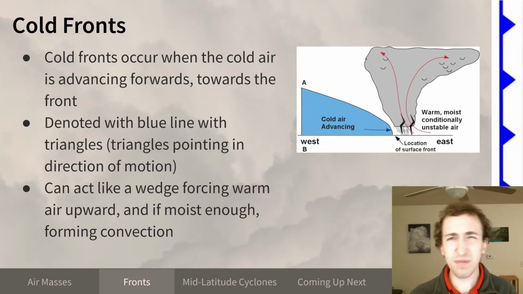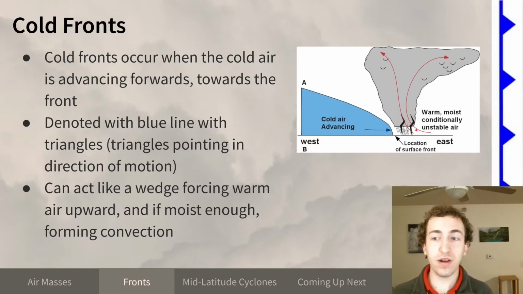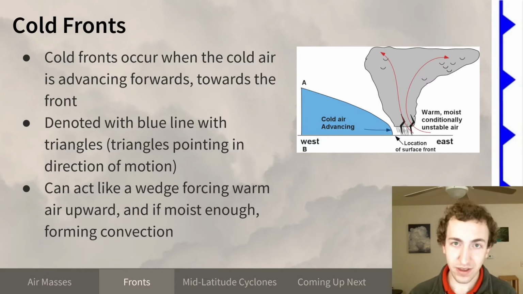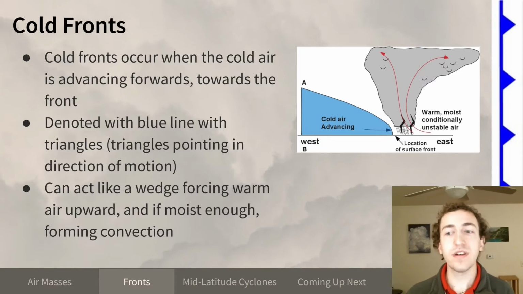And if we were to think about what this means in a weather sense, this cold air can act like a wedge that forces warm air upward. And if that warm air is moist or unstable enough, it can form convection. So you get things like thunderstorms along that boundary. However, that doesn't mean that always happens with a cold front.